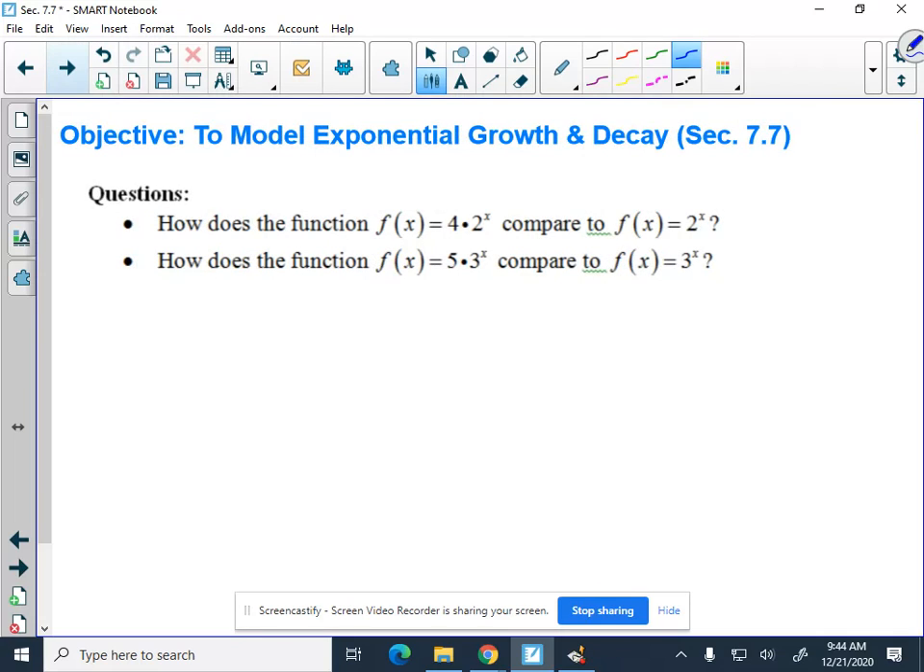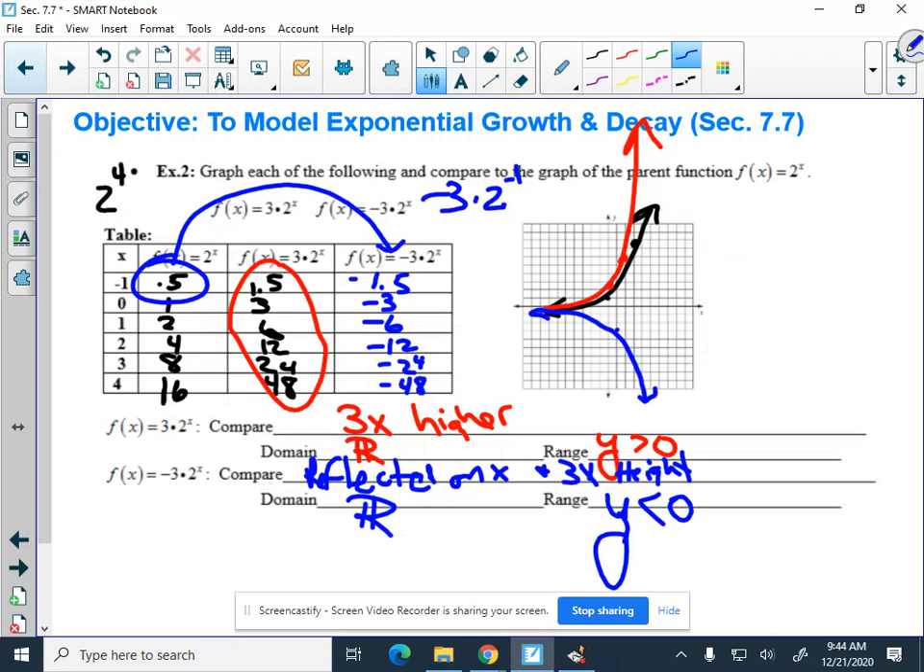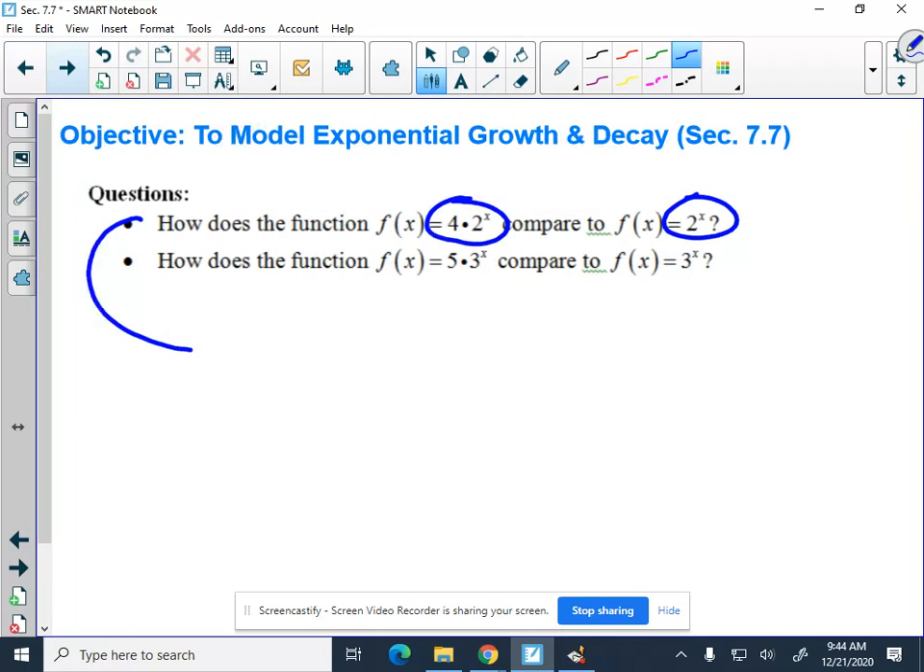Okay, next one. It says in this question, how would we compare the function f of x, 4 times 2 to the x? How would it compare to just regular 2 to the x? What do you think it would be? We're supposed to make a connection. In this last one, when we put a 3 in front, it was 3 times higher. So how do you think this one would be? 4 times higher, that's what it would be, 4 times higher.